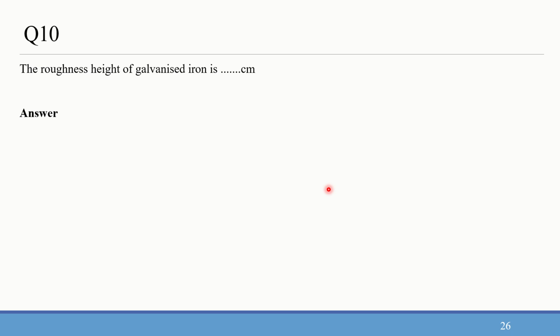Actually it is a straightforward value only. The roughness height is 0.015 centimeter. It is taken from the theory based on the material properties, so we are not calculating anything here. It is 0.015 centimeters for the galvanized iron pipe. So that is question 10.